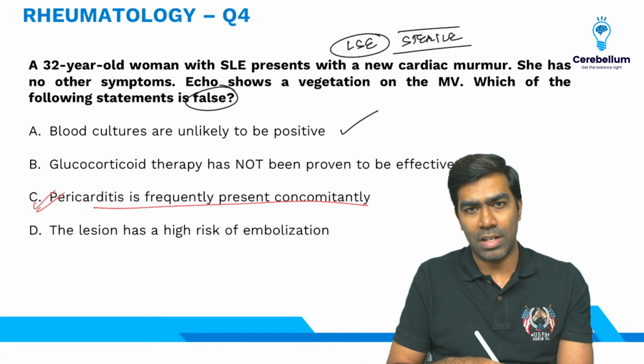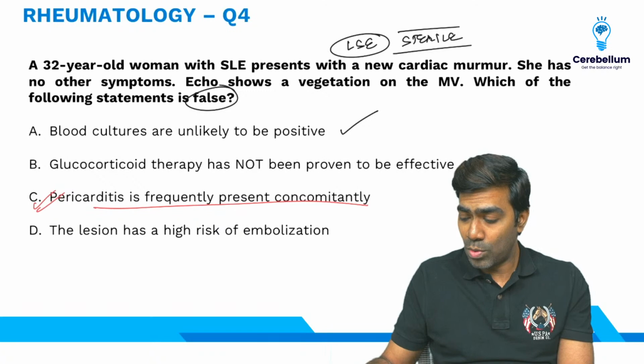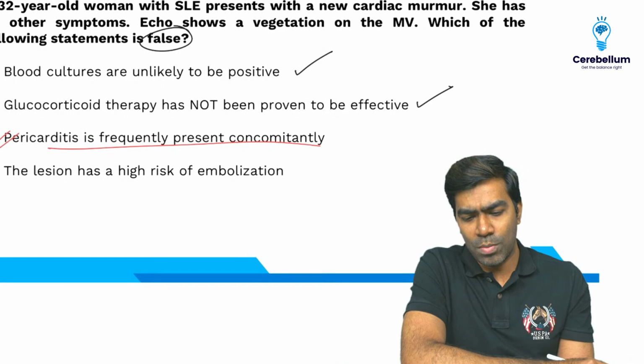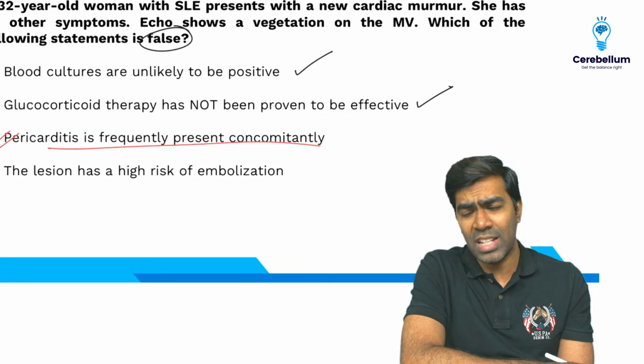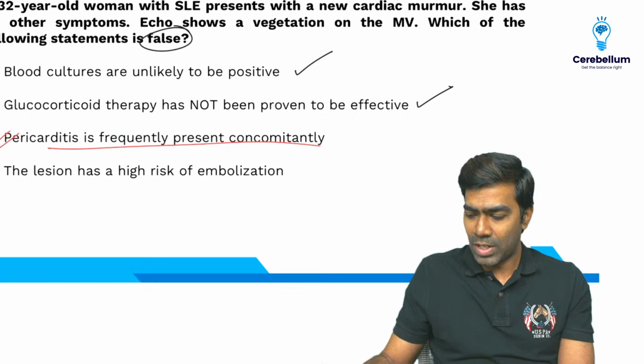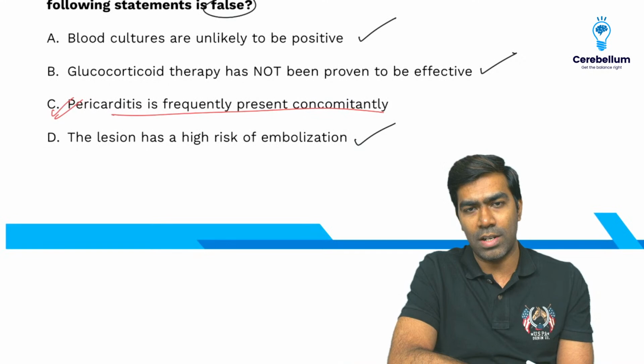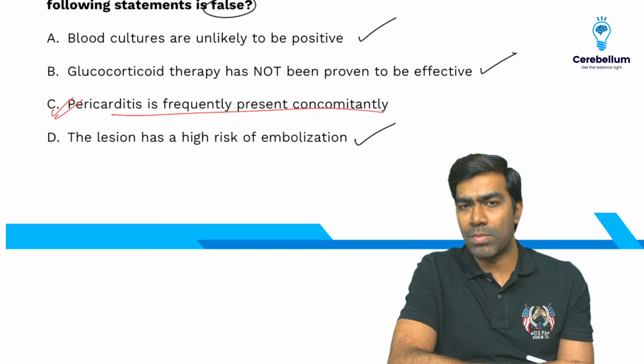Glucocorticoid therapy has not been proven to be effective. Yes, this is the exact line that is mentioned in Harrison. If you're talking about Lippmann-Sachs endocarditis, glucocorticoid therapy has not been shown to be effective, or any other immunosuppressive therapy also has not shown to be very effective in this setting. And because it's a vegetation, this has a decent risk of embolization, like your infective endocarditis. Even though it's not infected, this can embolize and can cause problems like stroke. So that's also correct.